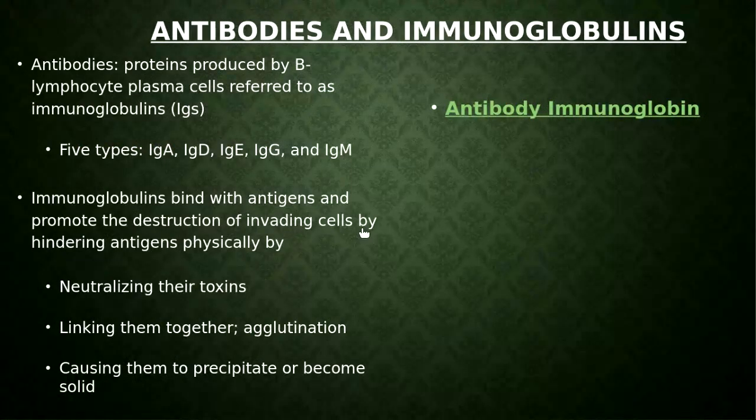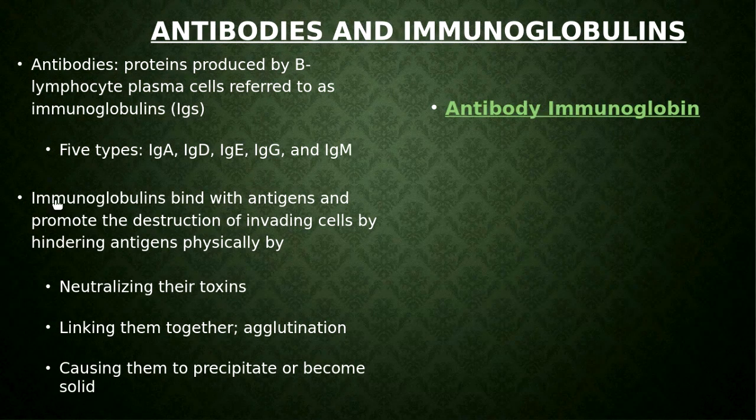Your antibodies. Antibodies are proteins produced by the B lymphocyte and plasma cells. These are your antibodies. Here you have 5 different antibodies.